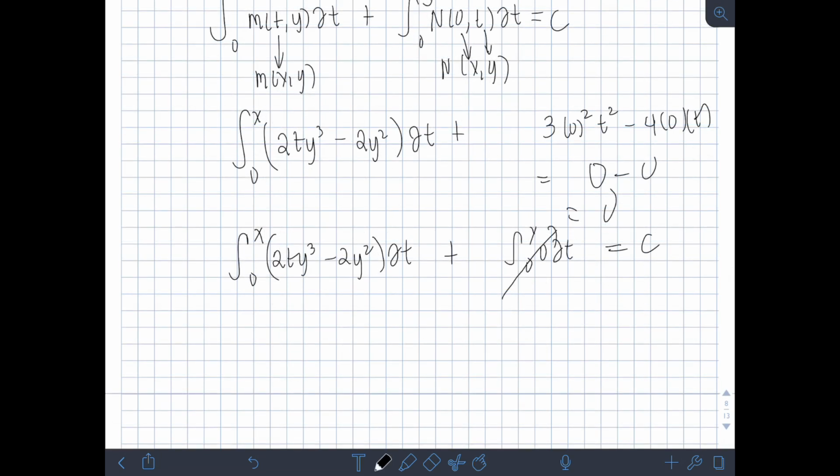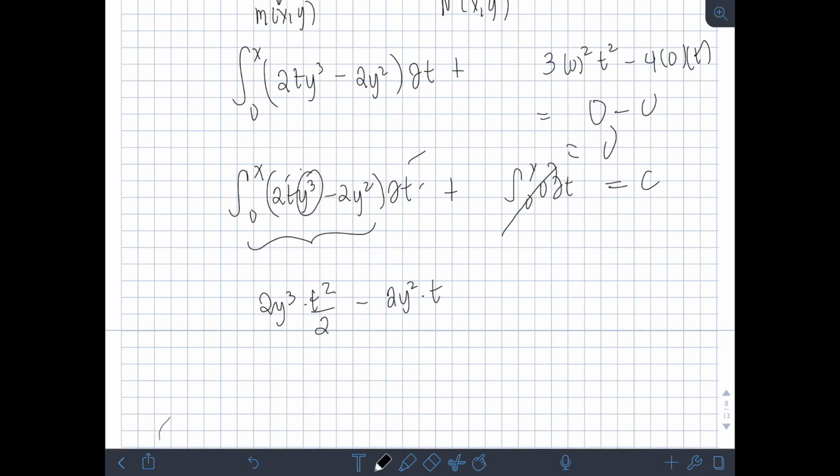So, yun natin yung i-evaluate. So, parang ito na lang, integral nitong expression na 'to. So, with respect to t uli, constant si y. So, magiging itong 2y cubed, igigilid ko lang, integrate natin itong t. We have t squared over 2 minus itong 2y squared dt. Integral niyan is, dahil constant lang, 2y squared gilid lang, tapos multiplied by the integral of dt na t. And then, evaluate from 0 to x. So, ito wala na nga, so equal C agad.